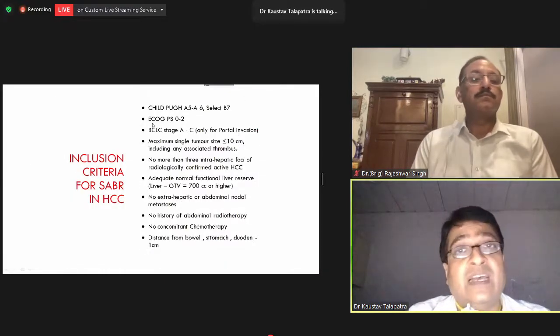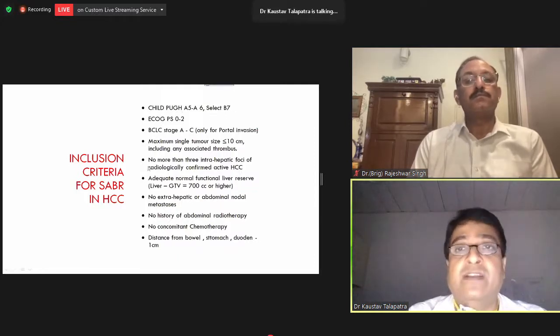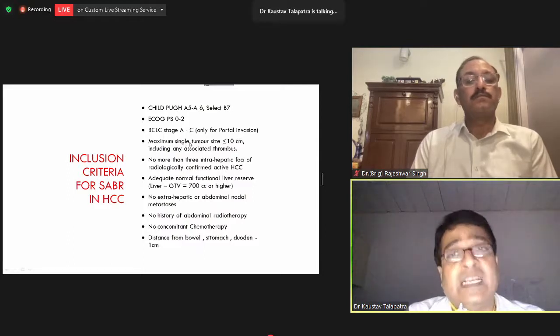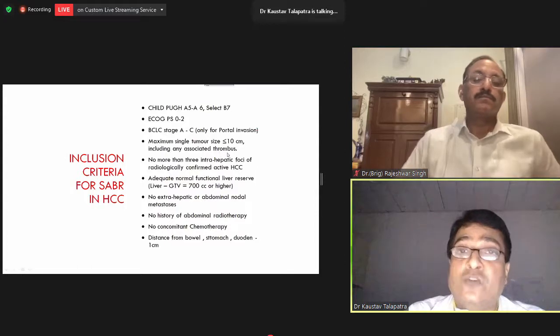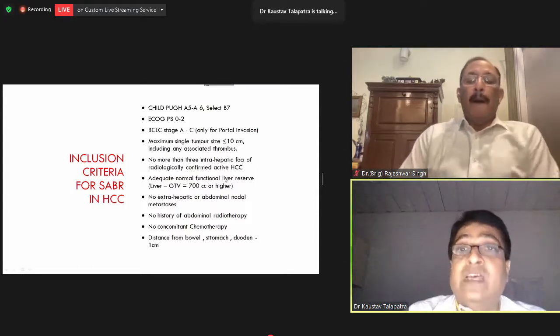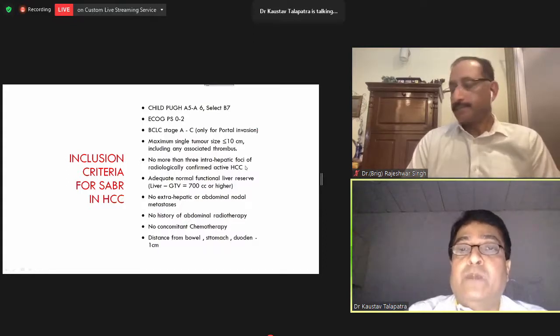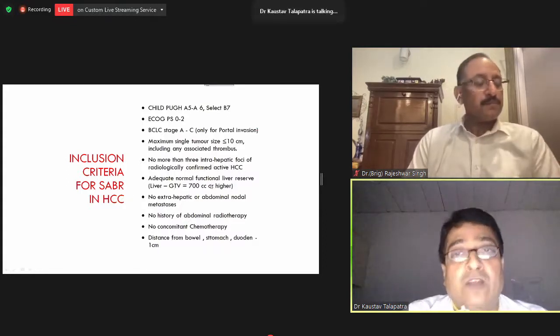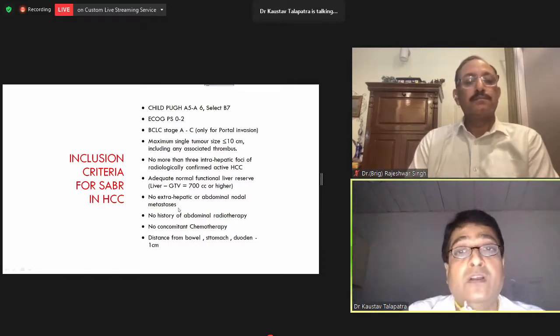Inclusion criteria, as I've talked about: good ECOG, Child-Pugh A5, A6, select B7, stage A to C only for portal thrombus, maximum single tumor size less than 10 centimeter, including any associated thrombus. The classic inclusion criteria is no more than 3 intrahepatic foci, adequate normal liver function reserve, the liver minus GTV should be 700 cc or higher, no extrahepatic or abdominal nodal metastasis.